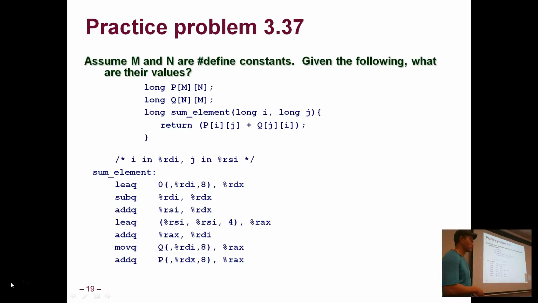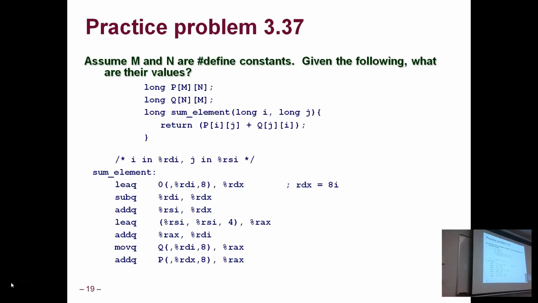Why don't they just do percentage RDI, comma 8? Why do they have the 0 and a comma 4? That's what the disassembler emitted. I don't know why. I think scaled index mode forces you to have an offset at all times, a base. You have to explicitly say that there's no base. This function sums vectors, correct? Like two-dimensional arrays.